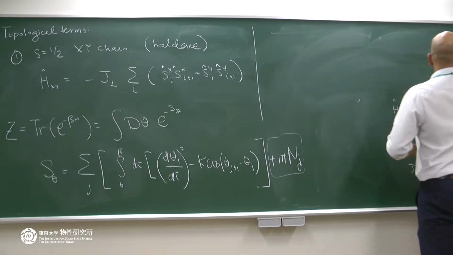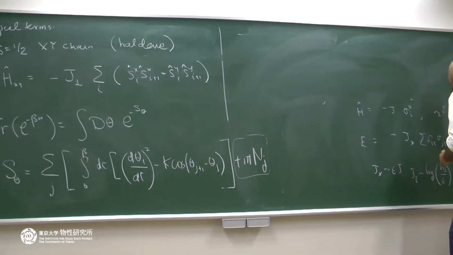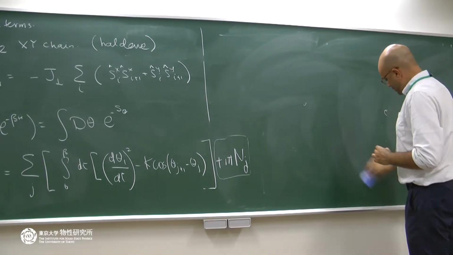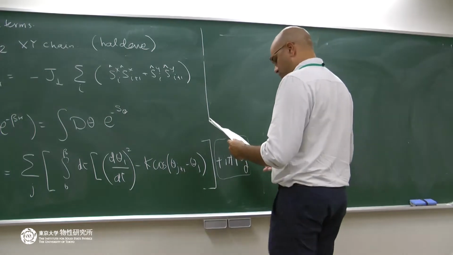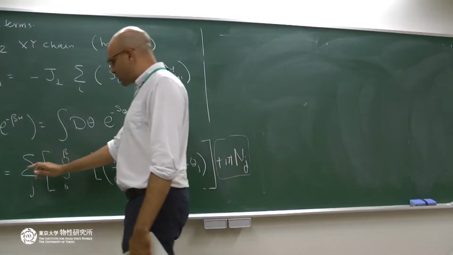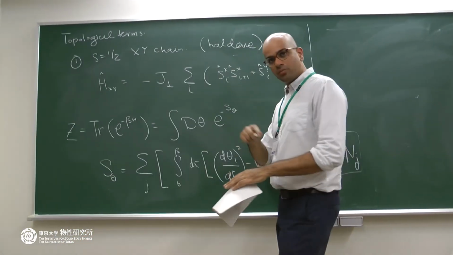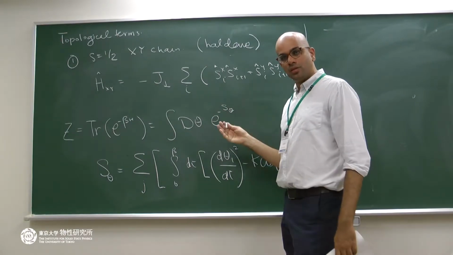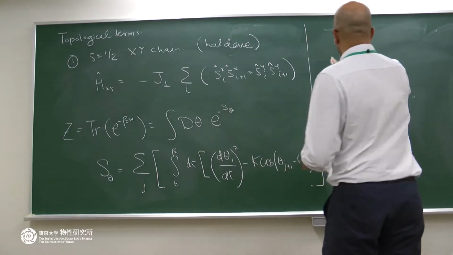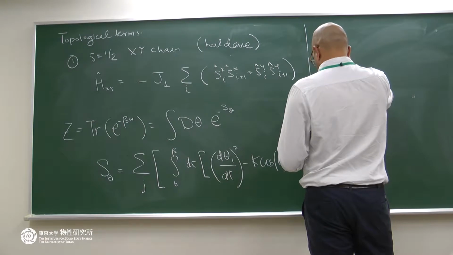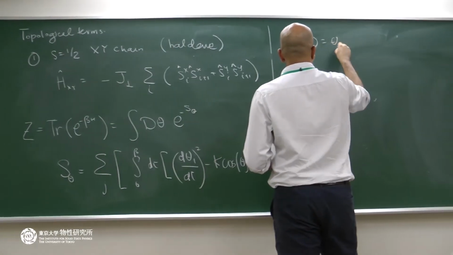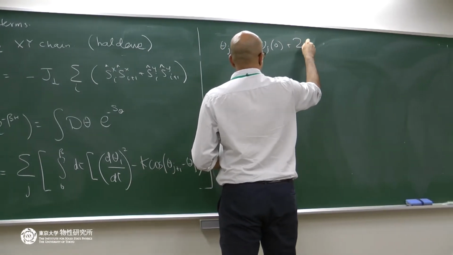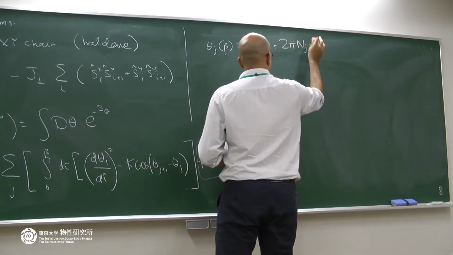So maybe I should give you some more details. But please stop me in case I'm not explaining everything clearly. When you solve this problem, you have to solve it with a boundary condition. So theta is not a compact variable that goes from 0 to 2 pi. It goes from minus infinity to infinity. Okay, but you have to solve it with a boundary condition that theta_j(beta) equals theta_j(0) plus 2 pi n_j.